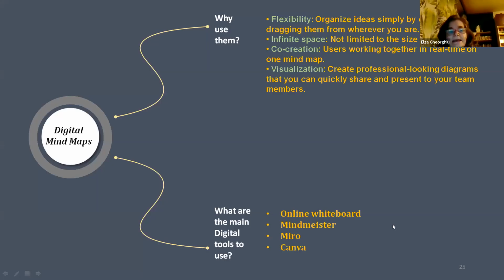Okay, digital maps. Why do we use them? Because they are flexible. Students simply click and drag ideas. They allow us unlimited space. We don't depend on the size of our paper. And because they help students to co-create. And we all know that co-creation is a buzzword nowadays. Students have to co-create knowledge, and this can help them with this process and visualization. And the main digital tools that our teachers use are the online whiteboard, MindMeister, Miro, and Canva.